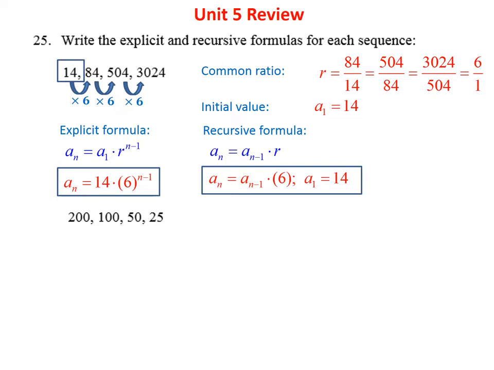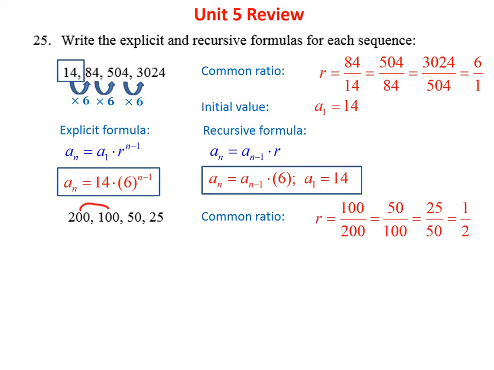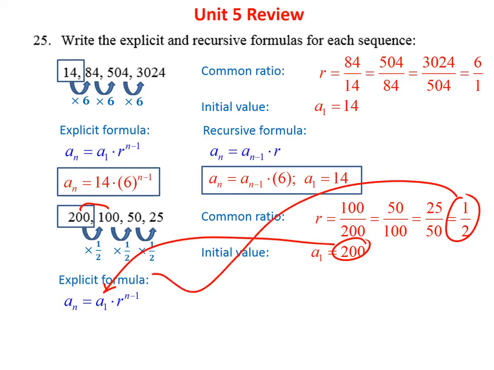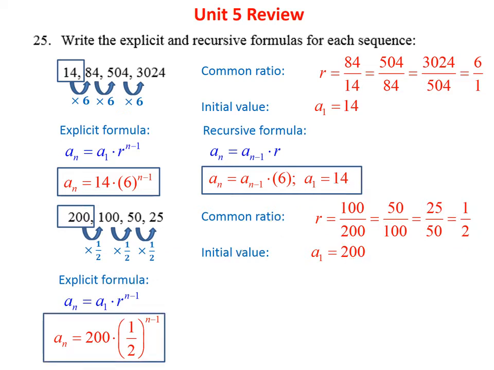So let's do it again for the second one. The common ratio again, take the second term and divide it by the first term. It should be the same for all of them. And notice it's 1/2, or in other words, it's being divided by 2 or multiplied by 1/2. My initial value is 200, and so I can write the explicit formula. Again, plug in the 200 for a_1, put that in for r, and your answer is a_n equals 200 times 1/2 to the n minus 1, and that's our explicit formula.